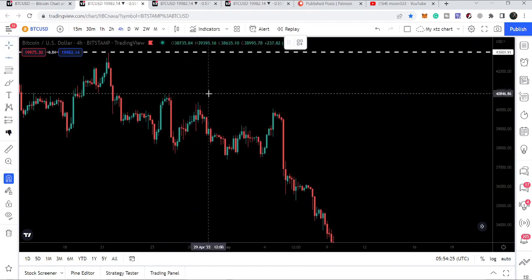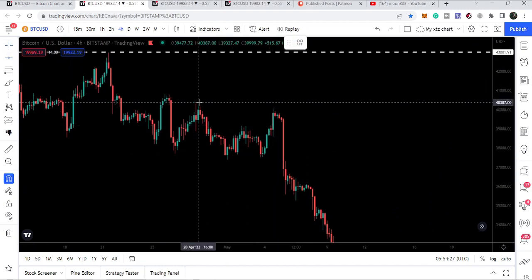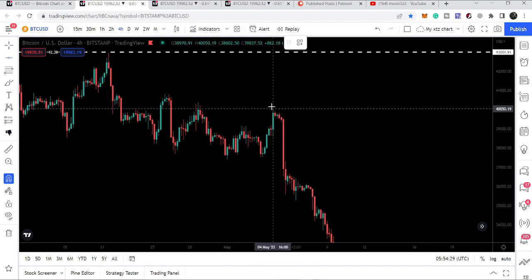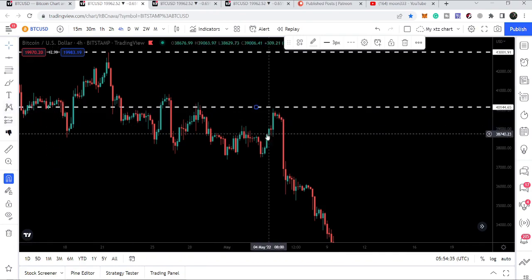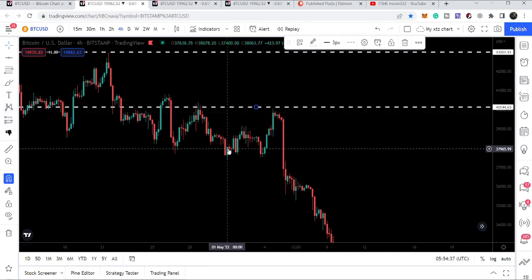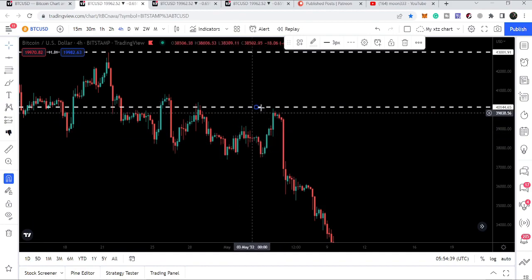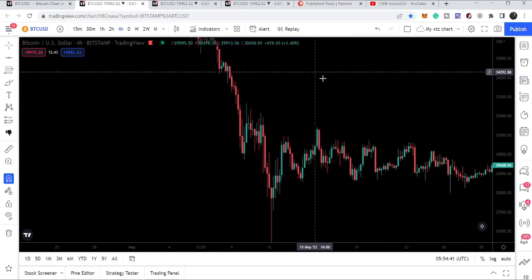At that time we had a resistance here, and you can see we had a rejection here, we had a rejection here, and here as well, and here it was working as a support, and we could not break it out, even though we had a higher low, but we were rejected and moved further down.